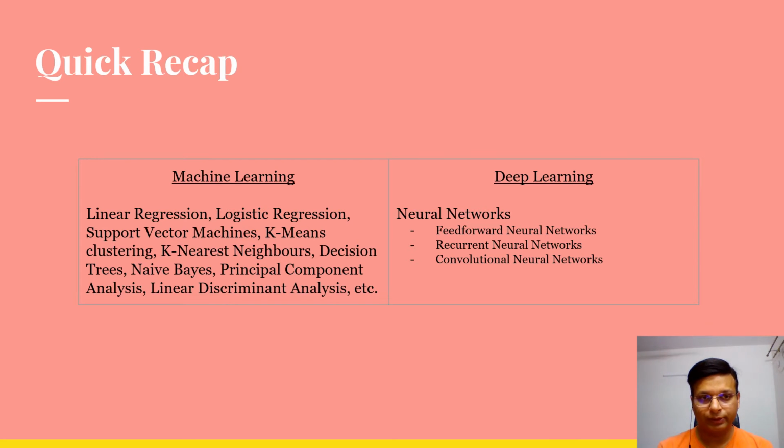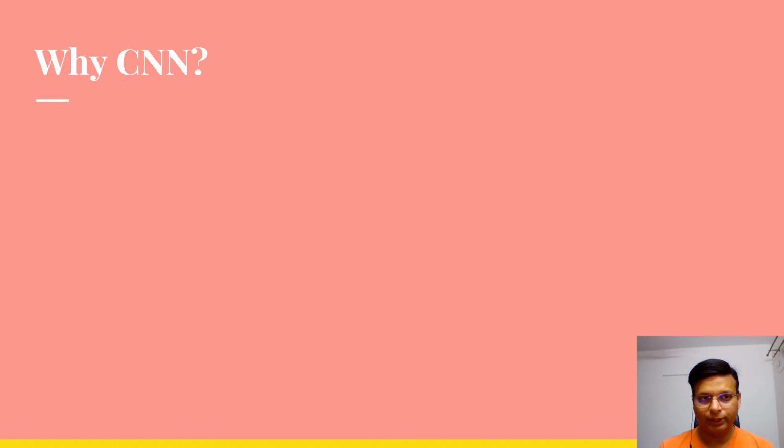The reason is that neural networks are really adept at solving large-scale problems. Now there are multiple variants of neural networks: feed-forward neural networks, which are typically used to handle structured data; recurrent neural networks, typically to handle sequential data; and convolutional neural networks, typically to handle images. Now, why are convolutional neural networks best designed to handle images? Let's look at that in a bit more detail.